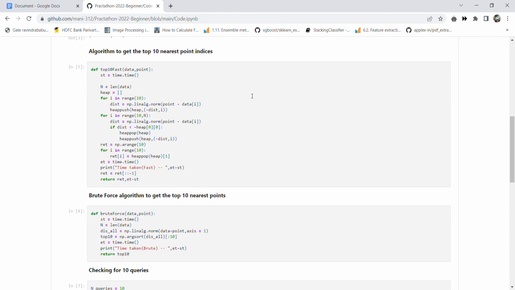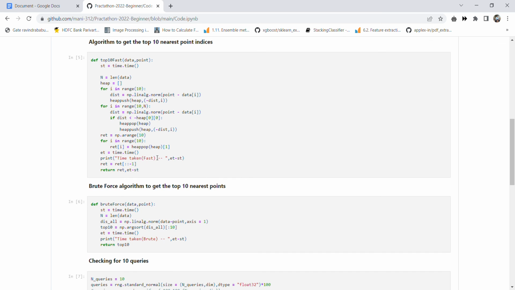Now we have the data, and this is what the top 10 fast algorithm is all about, which I have given earlier in the document. So this is the whole implementation. There is only an implementation of min heap in Python's heapq module, so we just take the negative sign of the values stored in the heap and consider it as a max heap. That's how we can tweak it.